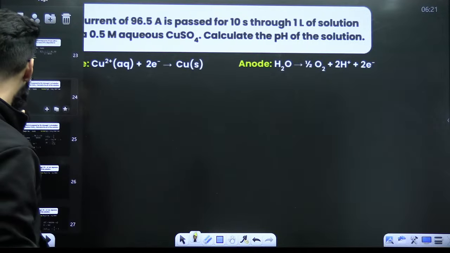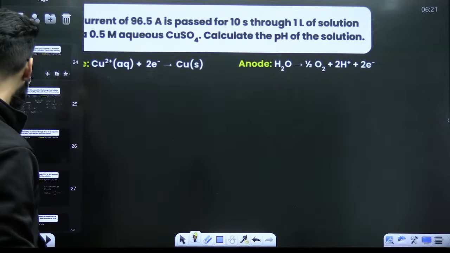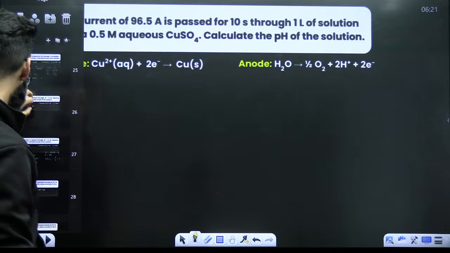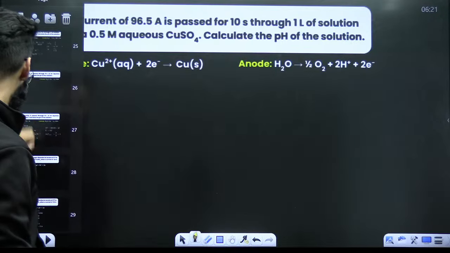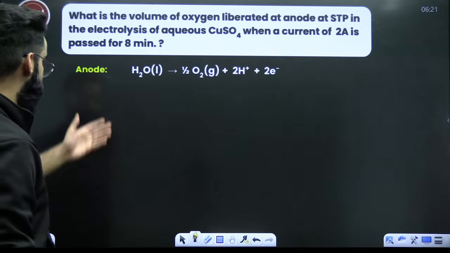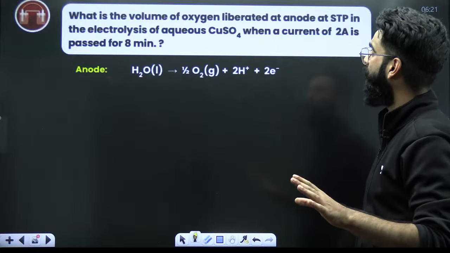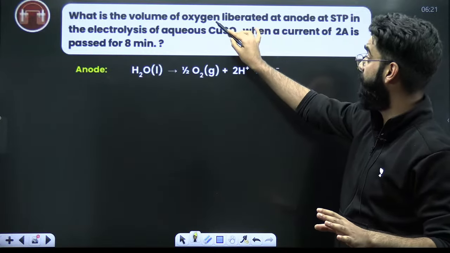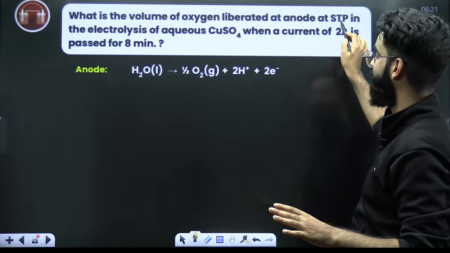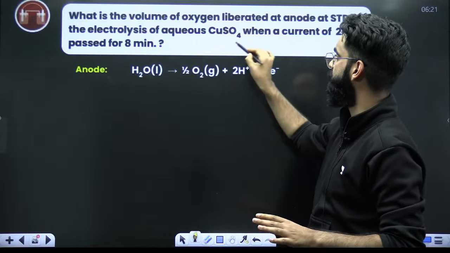Let's do this particular question first. Look at this question carefully. The question is, what is the volume of O2 liberated at anode at STP during the electrolysis of aqueous CuSO4?